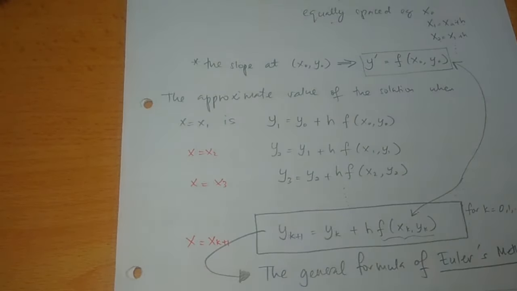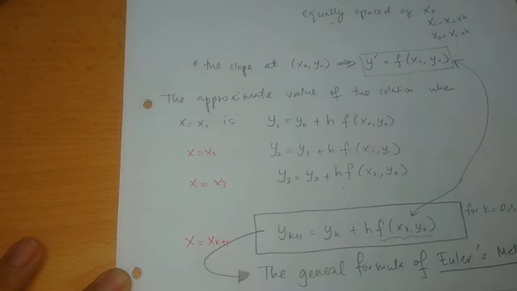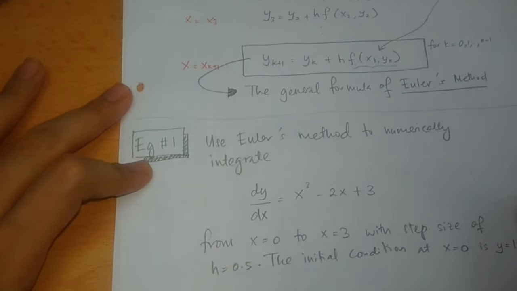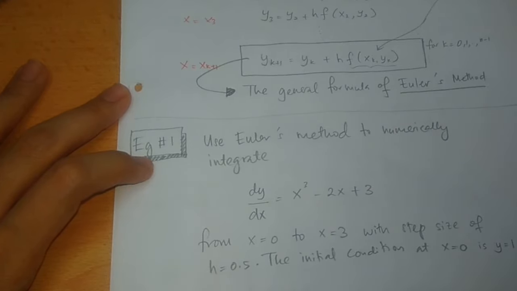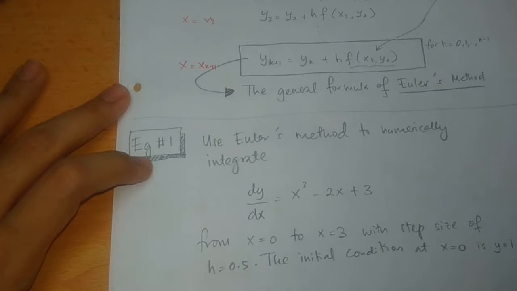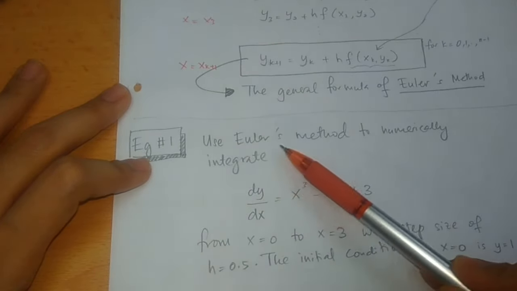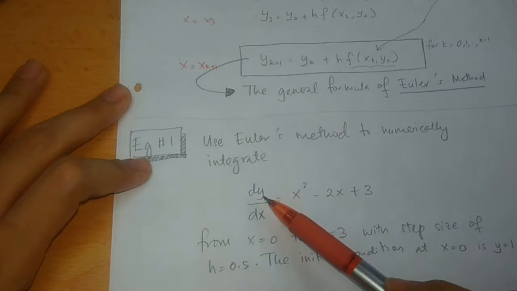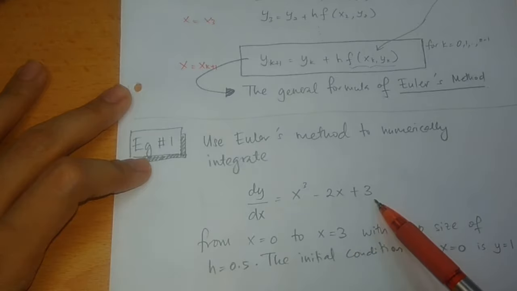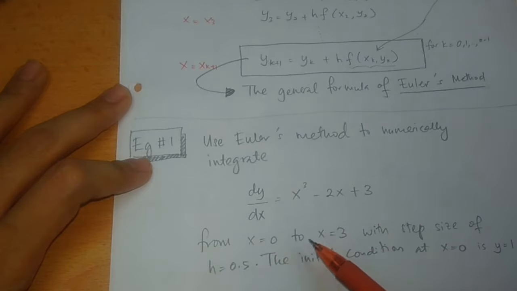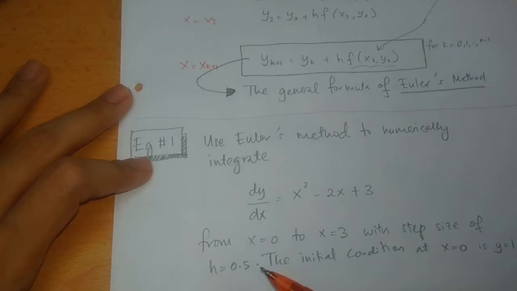Alright, so let's go to the example that we have here. You can get the details of this example from the lecture notes. Here, use Euler's method to numerically integrate dy/dx equal to x cubed minus 2x plus 3 from x equal to 0 to x equal to 3 with a step size of h equal to 0.5. You are given the initial condition that at x equal to 0, y is equal to 1.